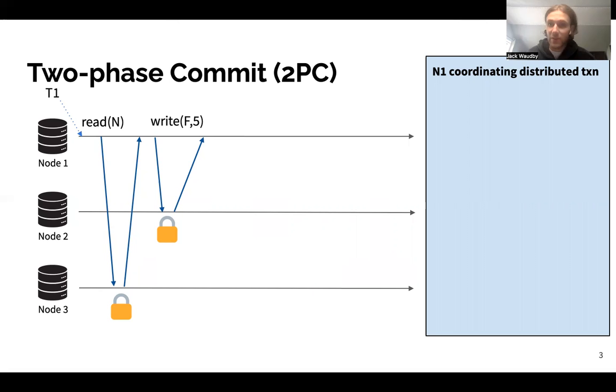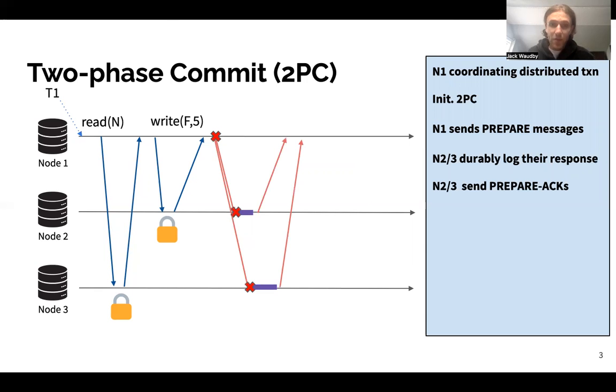After the transaction has executed these operations, it decides it's time to commit. So the coordinator for the transaction, which here is node 1, sends out prepare messages to all of the database nodes that have participated in the execution of this distributed transaction. Upon receiving that prepare message, the nodes durably log their response to whether they agree to commit this transaction or not, and send the prepare ACK back to the coordinator node.